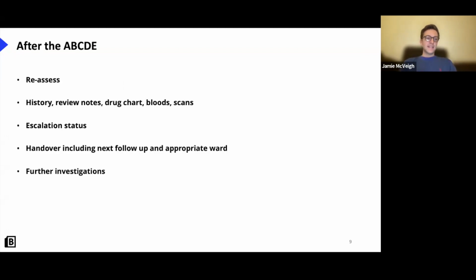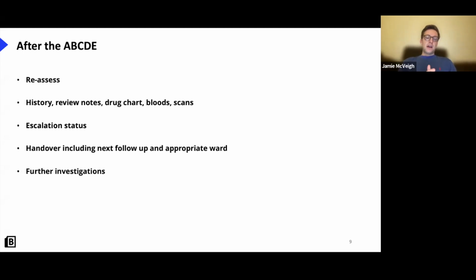At the end of the A to E, reassess, okay? Always reassess. If something changes, reassess, go back to A, okay? Because that'll be the most important thing to think about. And then look at what else is going on with the patient. Why are they there? What's their past medical history? What medications are they on? Any recent bloods or scans? What's their escalation status? Is there someone that's going to ITU or not?